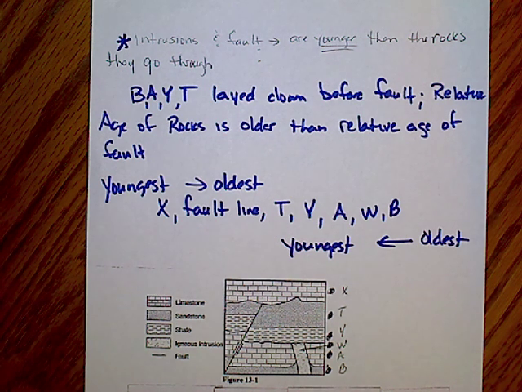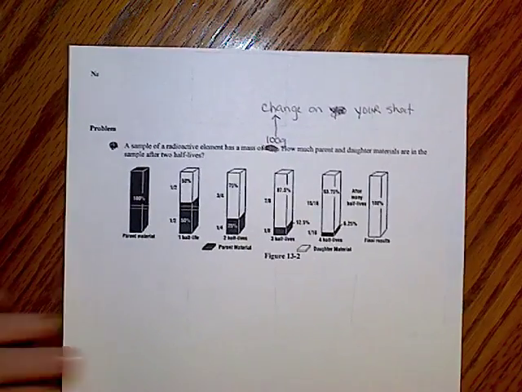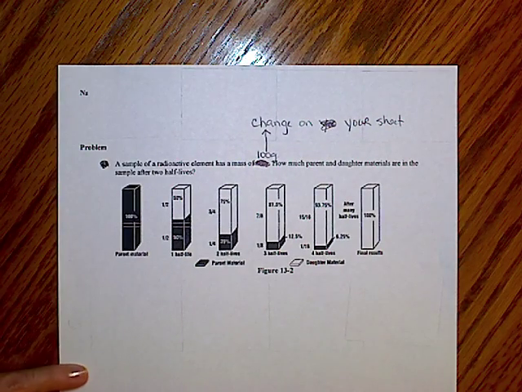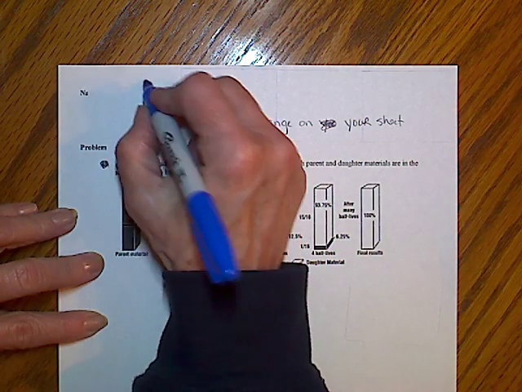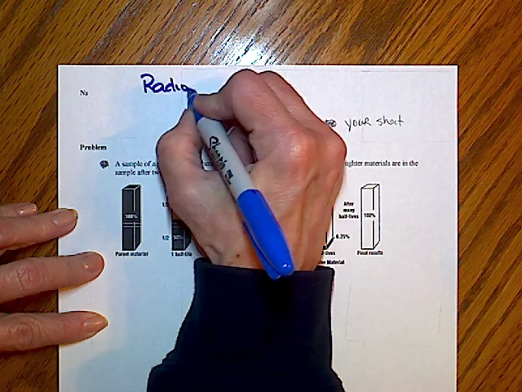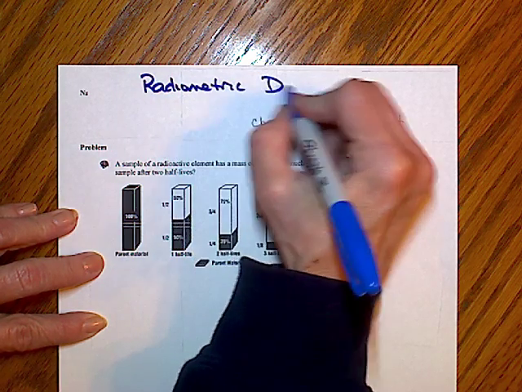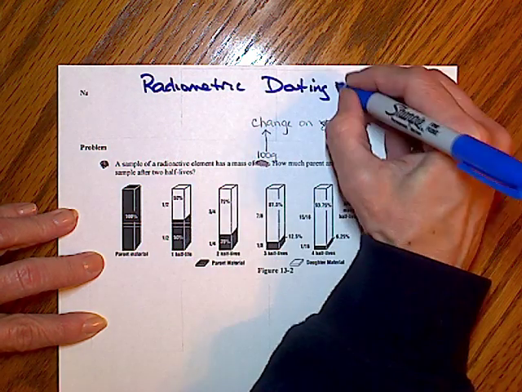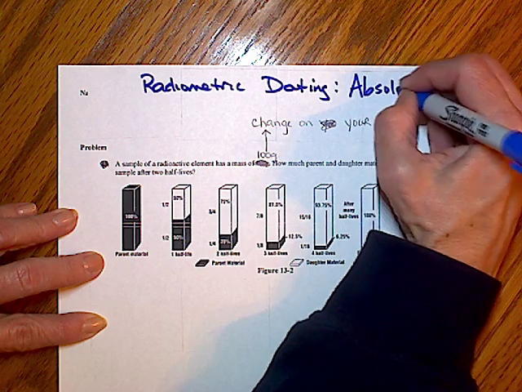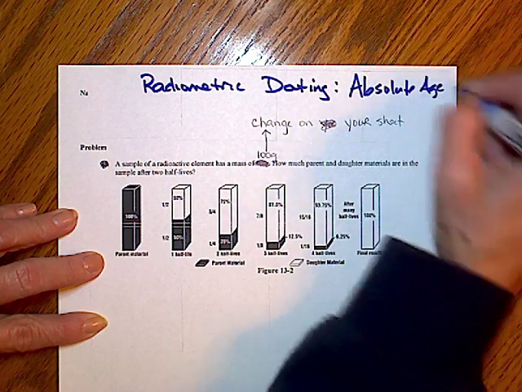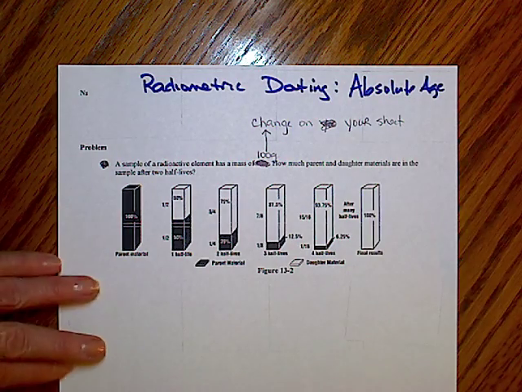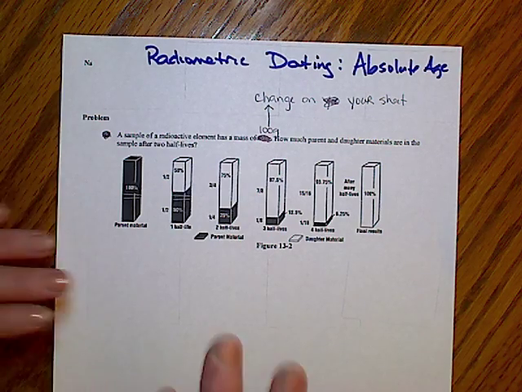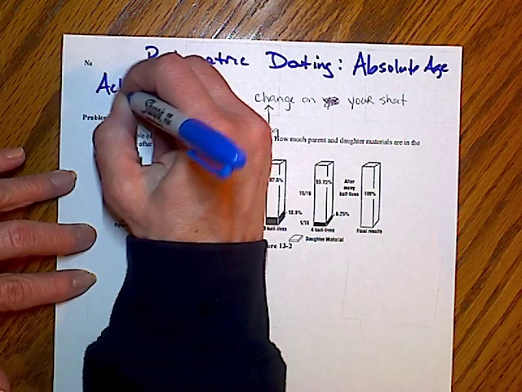Okay? The next graph that I want you to take a look at that goes along with this relative and absolute age is this graph that has to do with radiometric dating. Radiometric dating is how we find the absolute age of our rocks or another object. And the absolute age is the actual age.